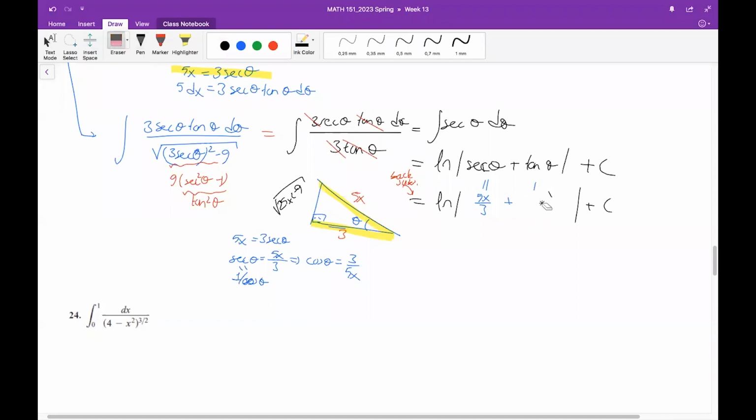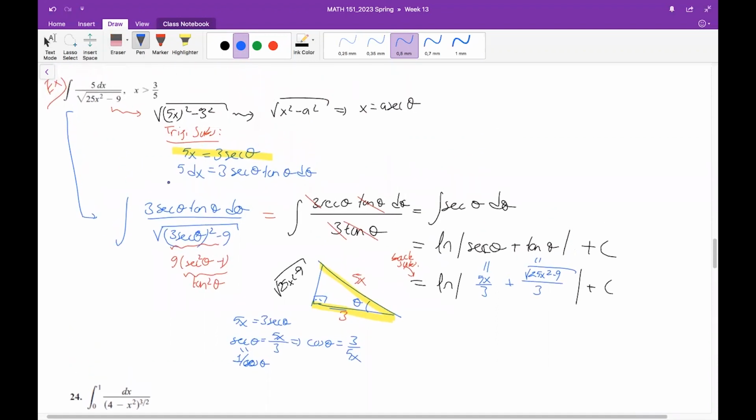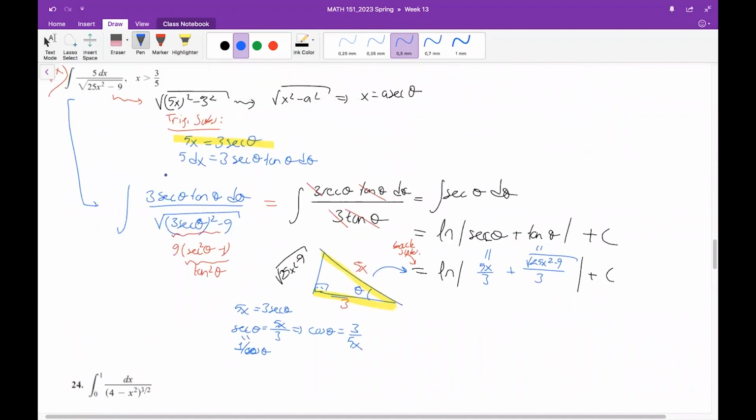Let me use colors here. So tangent theta corresponds to square root of 25x squared minus 9 over 3. So that's it, okay? You gave the result in terms of x. After applying this trigonometric substitution to your integral, you end up with the integral of secant theta, which is a rule like that. And then by using our reference triangle, you need to draw this little reference triangle here, which tells you what secant theta is and what tangent theta is in terms of x. Okay, that's it. Let's keep moving with the next example, if no questions. Any questions about this solution?